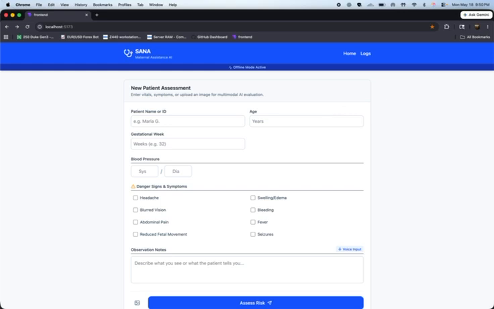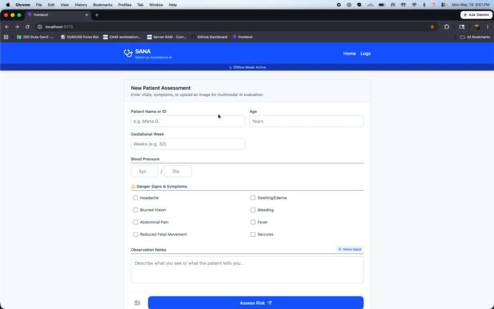The assessment page is where the community health worker enters patient details. This includes pregnancy stage, blood pressure, symptoms, and observations on the first visit. The symptoms are based on common danger signs such as headache, swelling, blurred vision, bleeding, abdominal pain, fever, and also seizures. These inputs help the system identify whether the case may be low risk, moderate risk, or high risk.